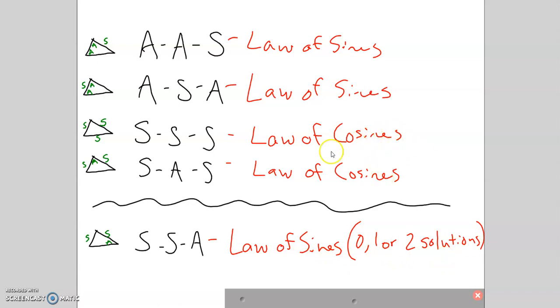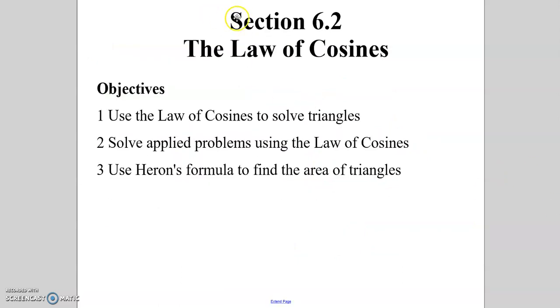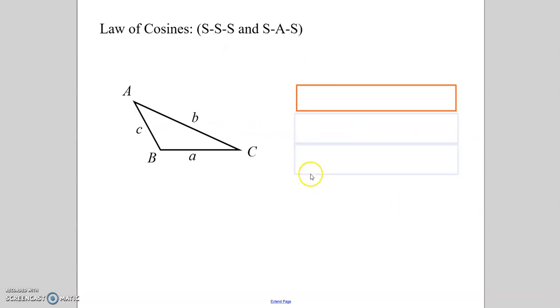So today, though, we're going to look at these types of triangles and look at something called the law of cosines, and that's what section 6.2 is about. We're just going to look at objective 1 today, using the law of cosines to solve triangles. So here is the law of cosines. We use it for, again, side, side, side, and side, angle, side triangles.